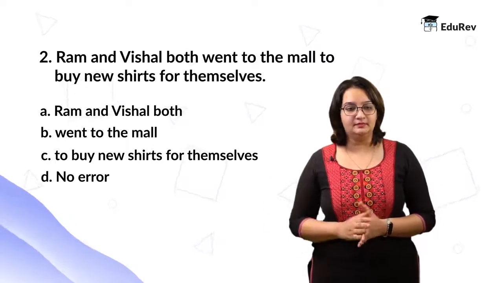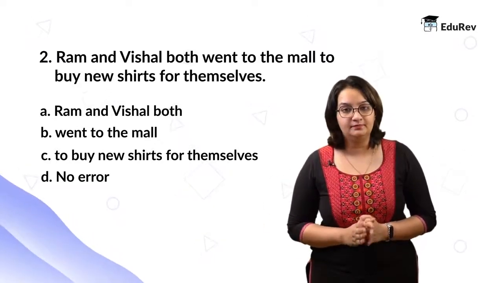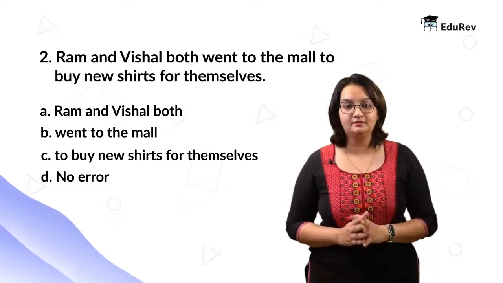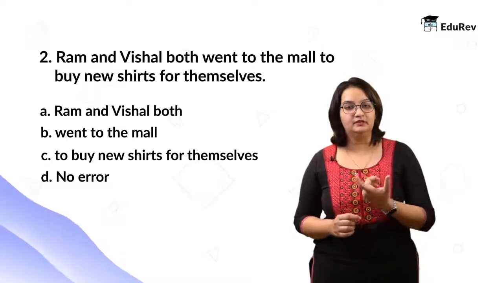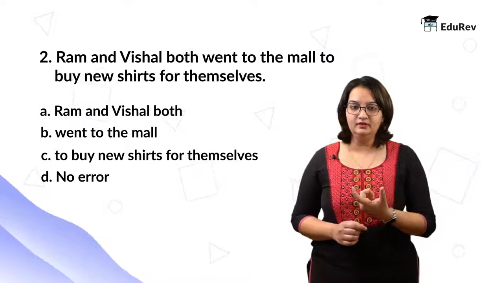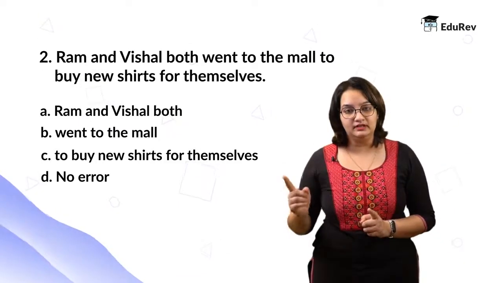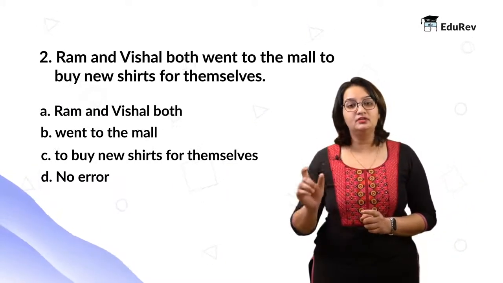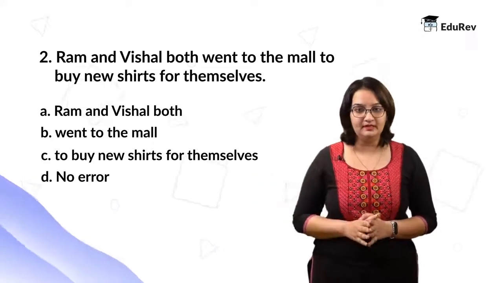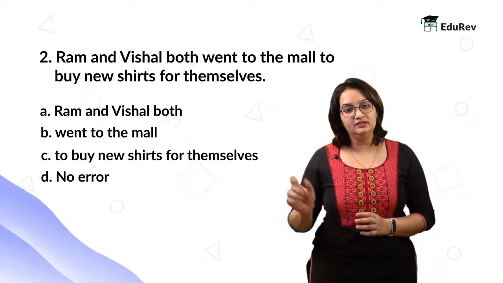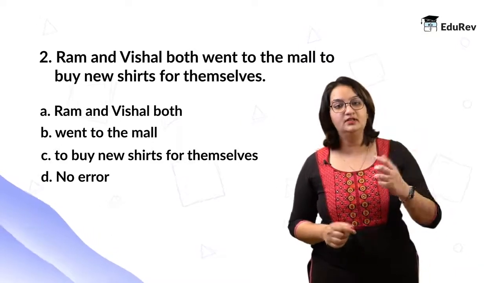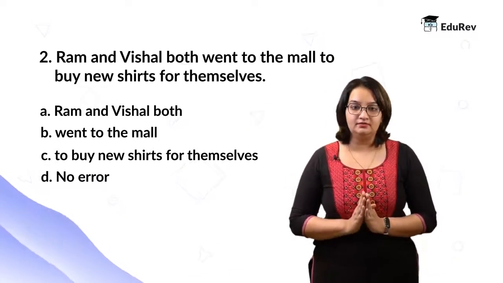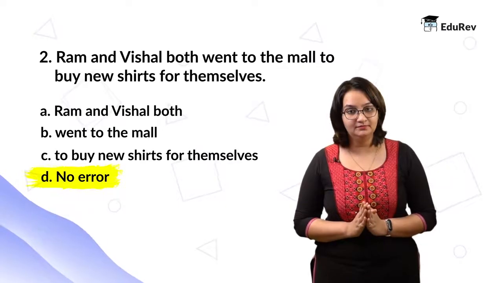If we take a look at this statement, we see that there is no error in the sentence. Why? First of all, we have to understand what the subject of this particular statement is. Here, the subject is two people, right? Ram and Vishal. Both of them form the subject, and therefore they are plural in nature. When we look at the pronoun used, the pronoun is themselves, to buy shirts for themselves, right? So themselves is plural in nature, and the subject Ram and Vishal is plural in nature, and the plurality matches, and therefore there is no problem in this particular statement. The answer therefore is D. Understood? Let's move on.